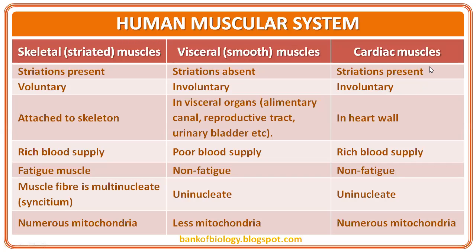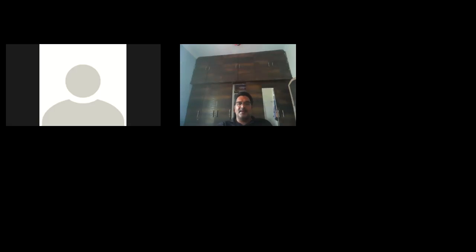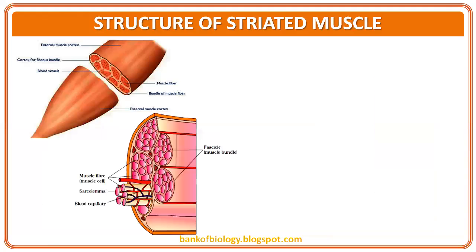Okay, so now let's continue. Let's continue the process, the structure of the striated muscle. Just look at this particular diagram. Then we'll be back here after learning the complete procedure of this skeletal muscle. The muscle contraction process. Now we are going into the skeletal muscle.